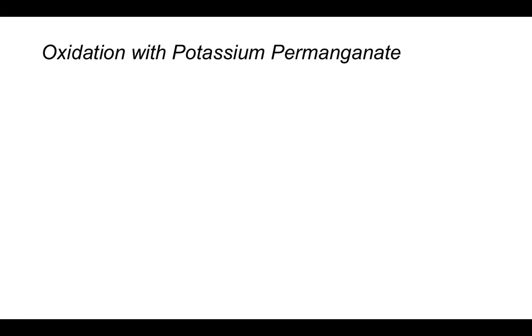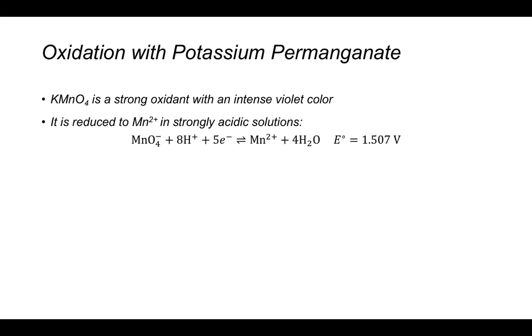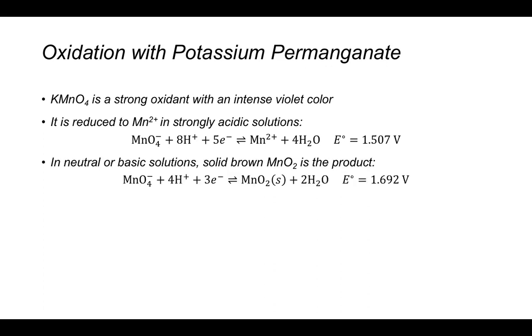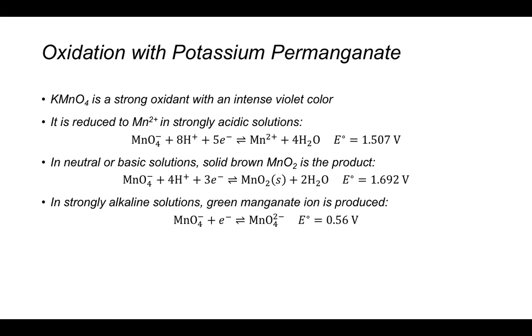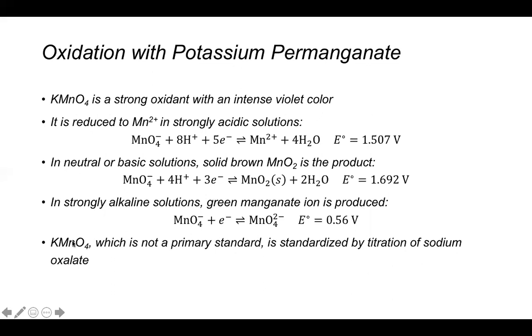Then, oxidation with potassium permanganate. Potassium permanganate is a strong oxidant with an intense violet color. It is reduced to manganese 2+ in strongly acidic solutions, so it's a pretty good indicator of acidic solutions. In neutral or basic solutions, solid brown manganese oxide is the product. In strongly alkaline solutions, green manganate ion is produced. Potassium permanganate, which is not a primary standard, is standardized by titration of sodium oxalate.